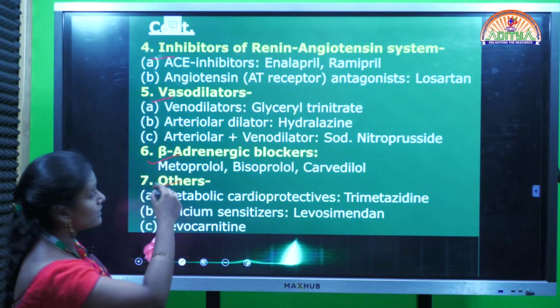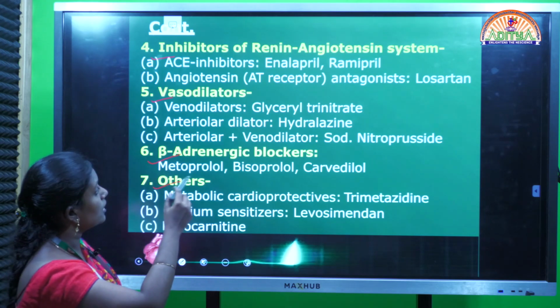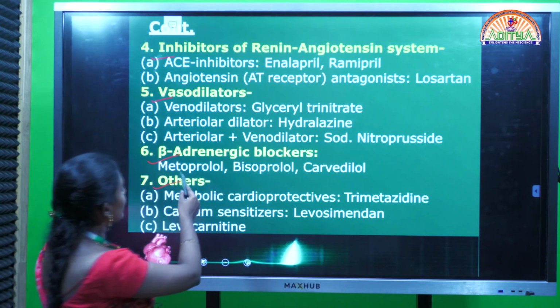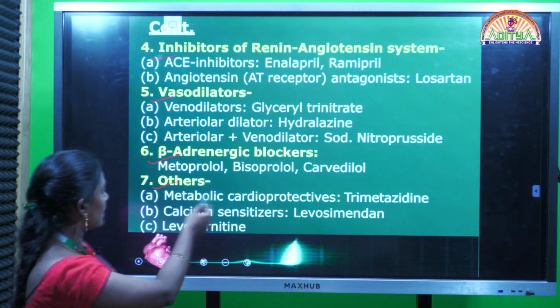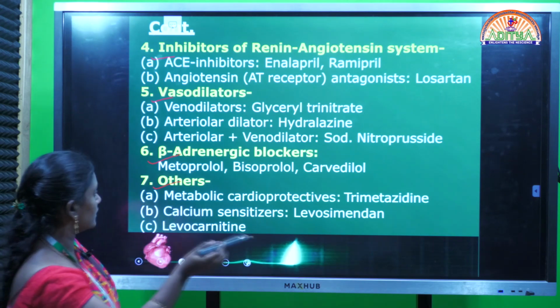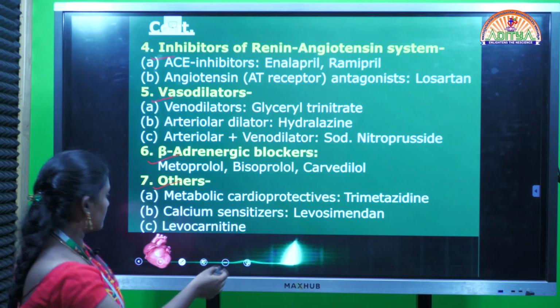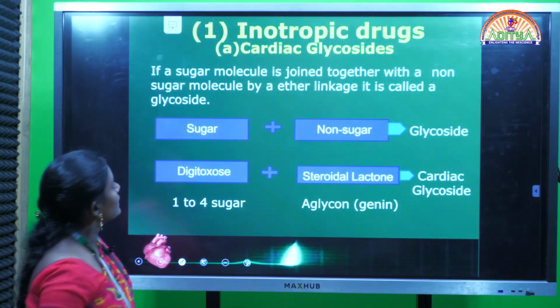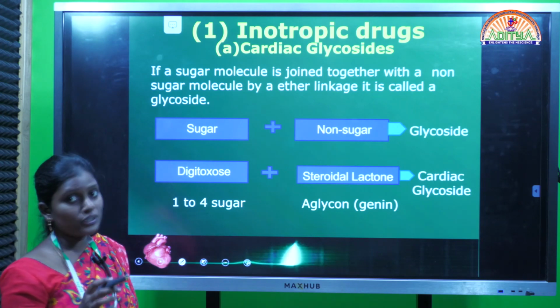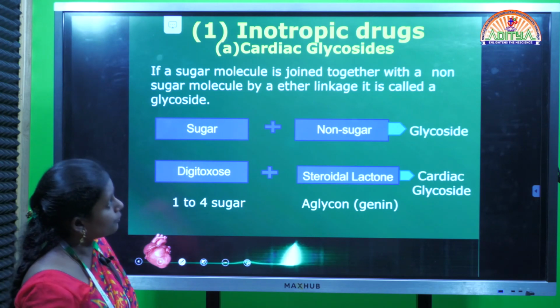See here, next category, vasodilators, for example glyceryl trinitrate. Next category, beta adrenergic blockers, example metoprolol, all drugs with the suffix olol will be covered in this category, along with other drugs like this. So now in this PPT we will cover a few drugs which mainly come under the inotropic drugs.